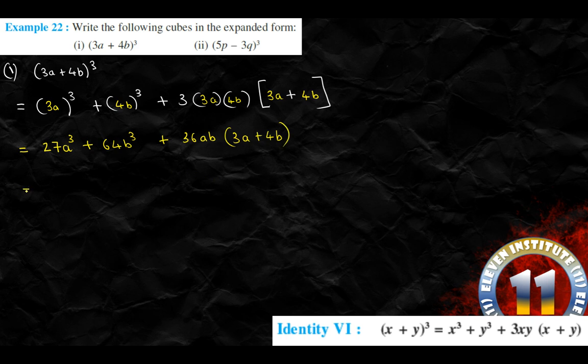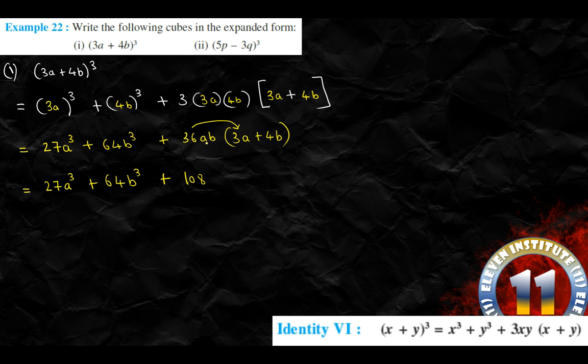Again let us move ahead. 27a cube will remain as it is plus 64b cube will also remain as it is. This 36 will be multiplied over here. So 36 3s are 108. Now be very much clear about this. We are multiplying this entire term with the first term over here. So 36 into 3 is 108.